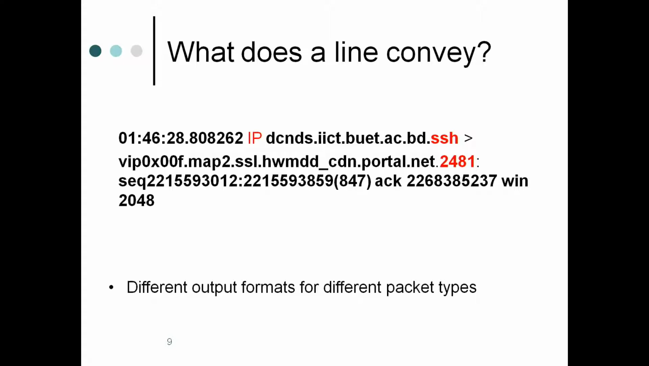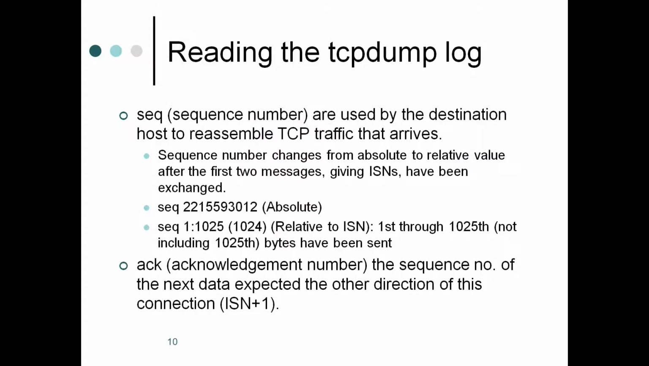This is the packet size for this particular packet. The sequence number is used by the destination host to reassemble the TCP traffic. On the receiver side, as you know, this is an IP packet, so packets can arrive in different order. So on the receiving side, they have to sequence it: which packet is earlier, which packet is later. Based on the sequence number, they organize it in incremental order.